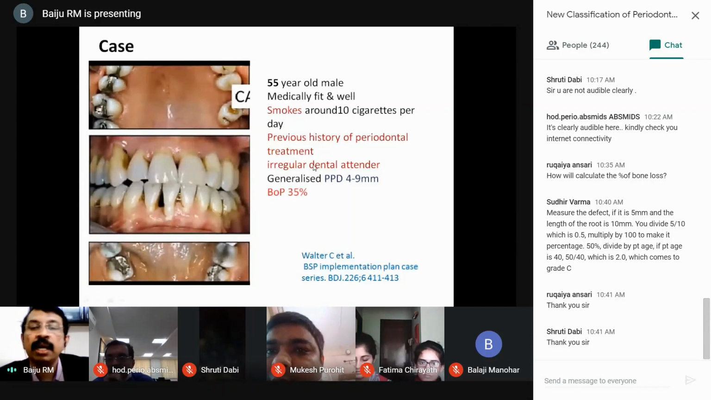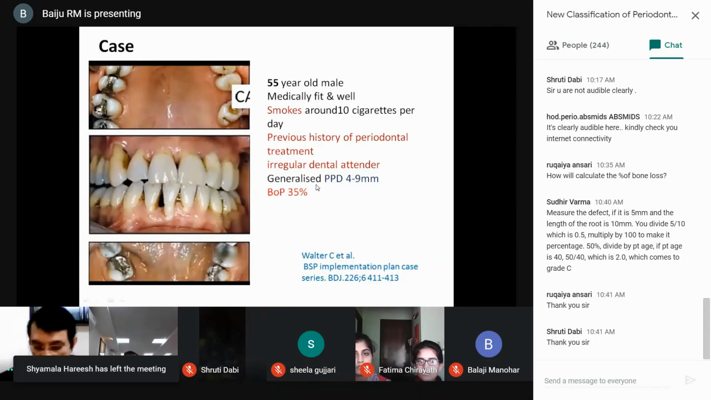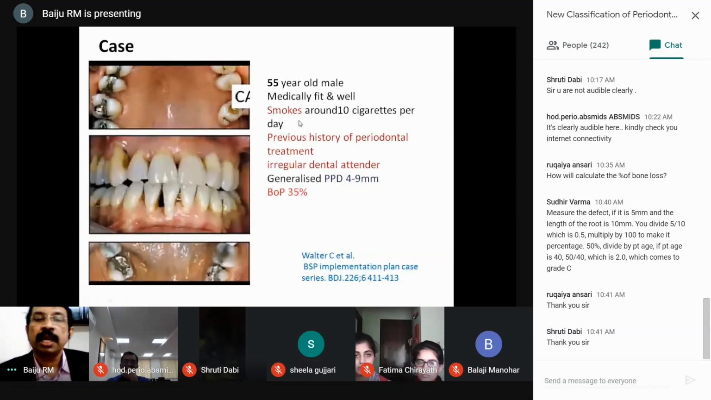He is an irregular dental attender, and he gives the pocket chart, where the pockets range up to 9 mm, and bleeding is more than 30 sites. You also want to note it down. You have a writing pad, and you can note down the important points and the age of the patient. Look at the medical history: it is medically normal, but he smokes around 10 cigarettes, and there are pockets ranging from 4 to 9 millimeters and more than 10% bleeding sites.